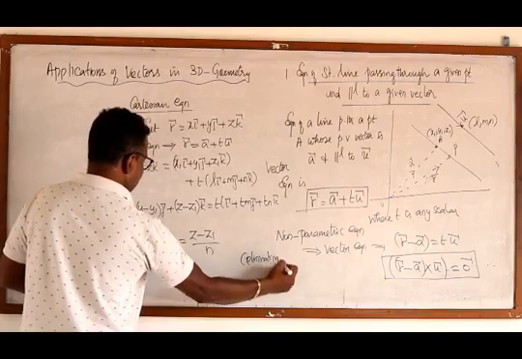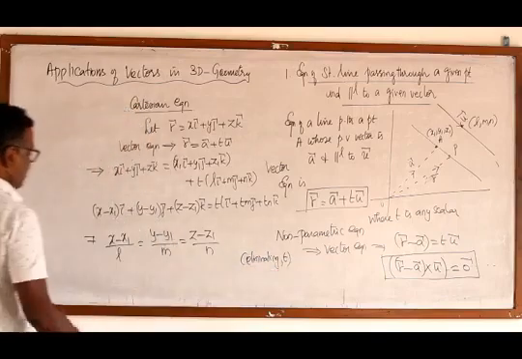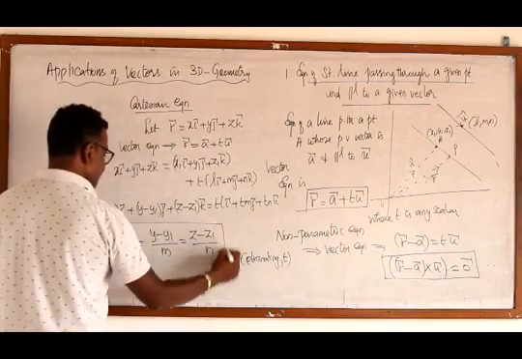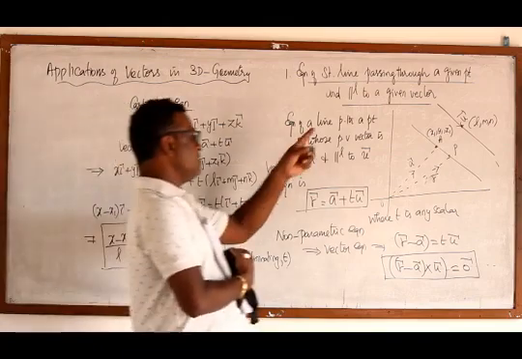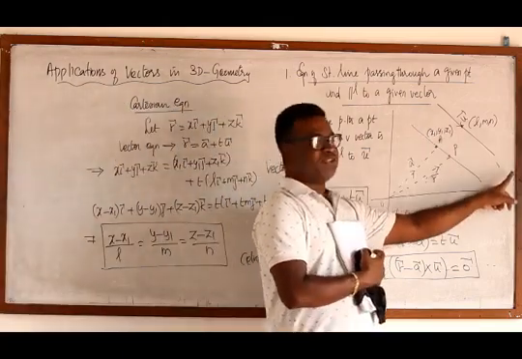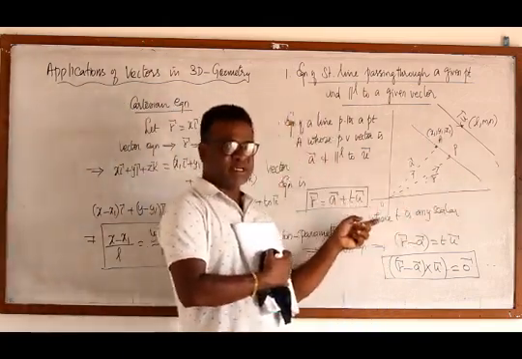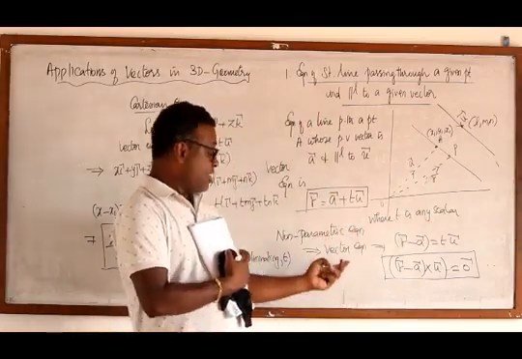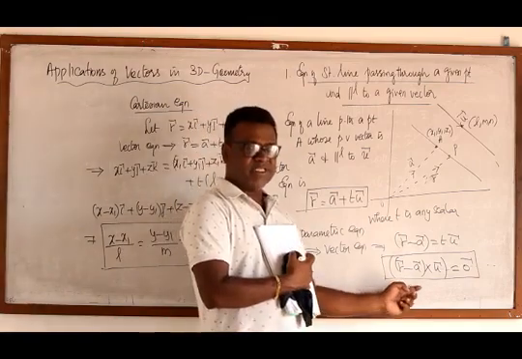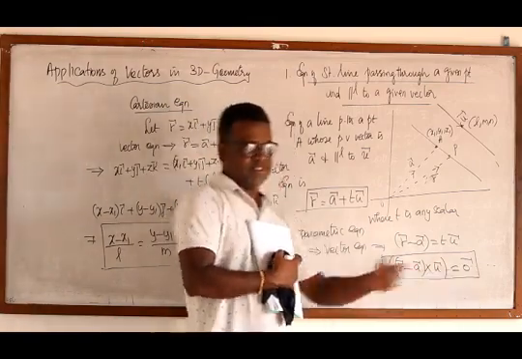Because after all it is a constant, that constant may be 1 also. So this is the Cartesian equation. For a line passing through a point and parallel to a vector, the vector equation is r vector equal to a vector plus t u vector, and its non-parametric form is r minus a cross u vector equal to 0.